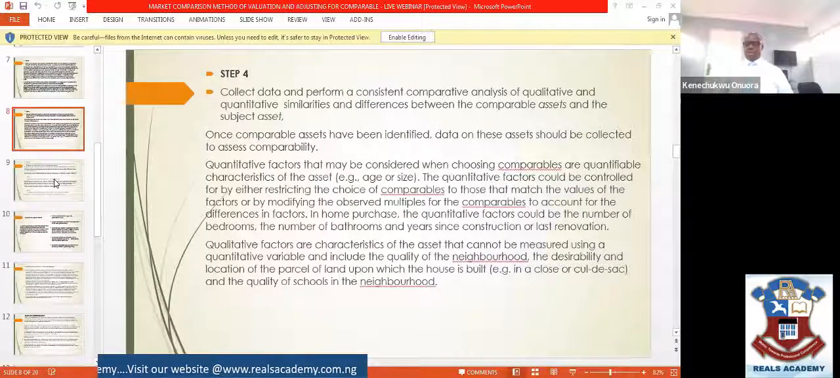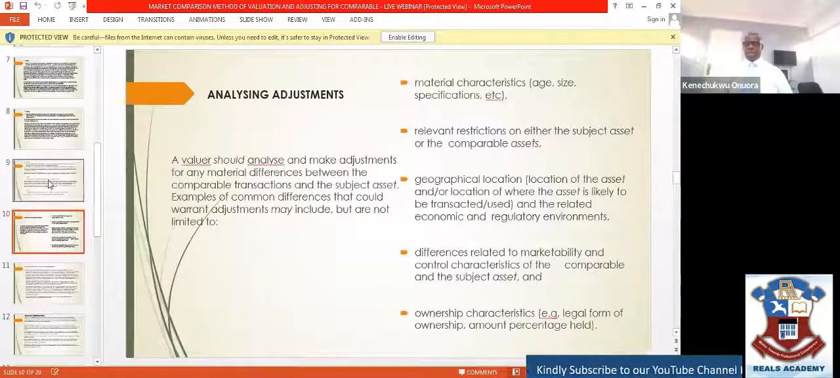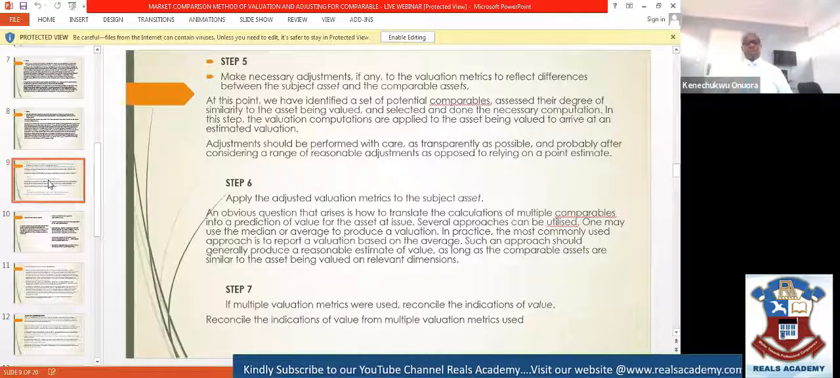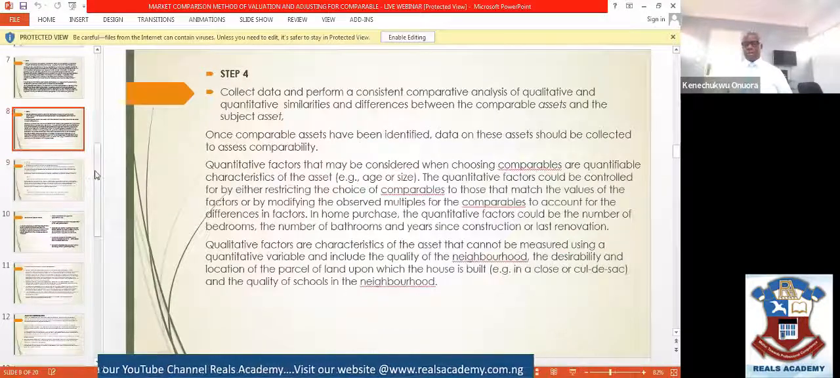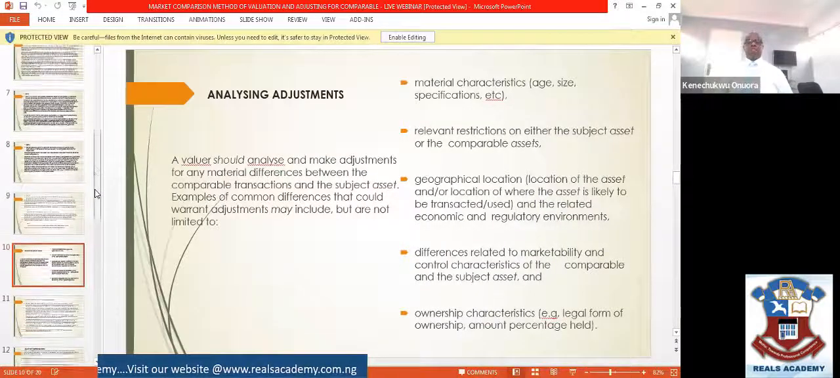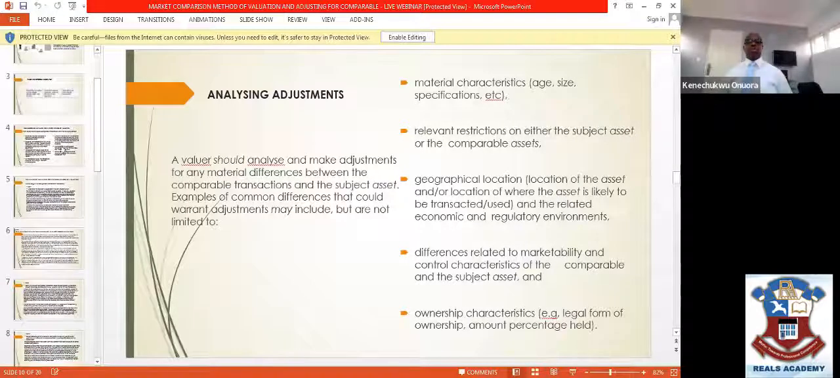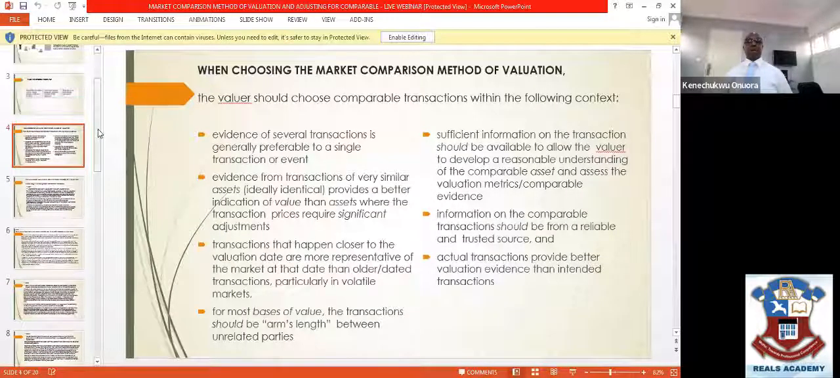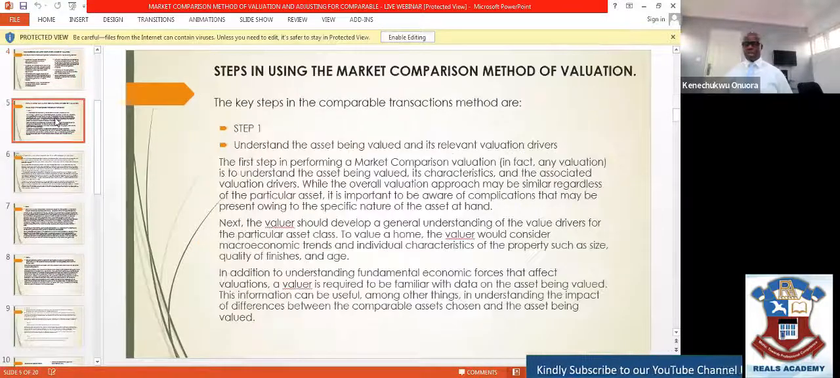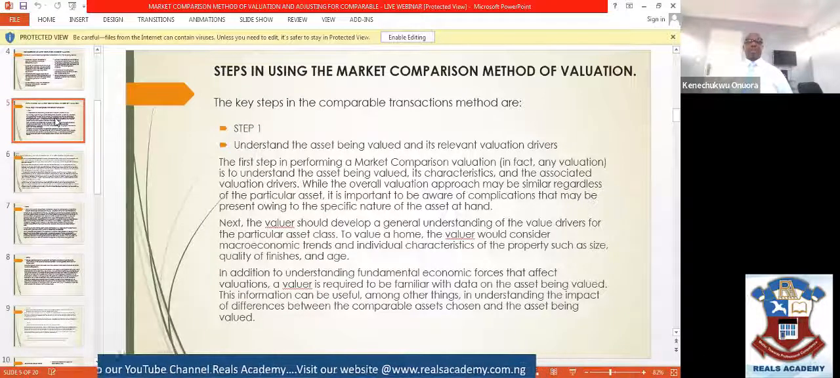Next are the steps in using the market comparison method of valuation. There are key steps that you should use in the comparable transaction method. One of them is understanding the asset being valued and its relevant valuation drivers. If you're valuing a 4 or 5-bedroom detached house in a certain neighborhood, you should be able to understand everything around that property. If you do not have adequate information, if you don't understand the asset, then you will have issues.